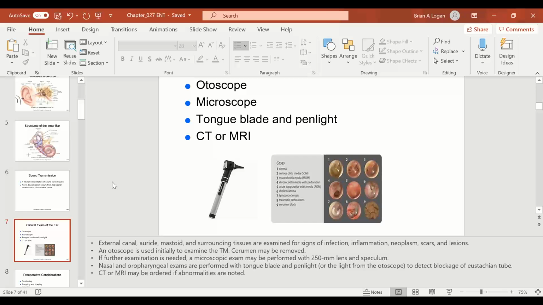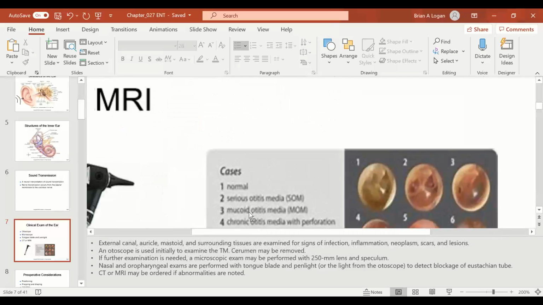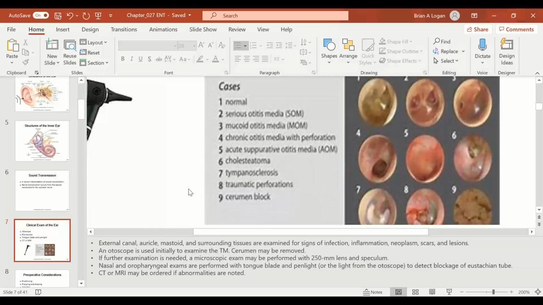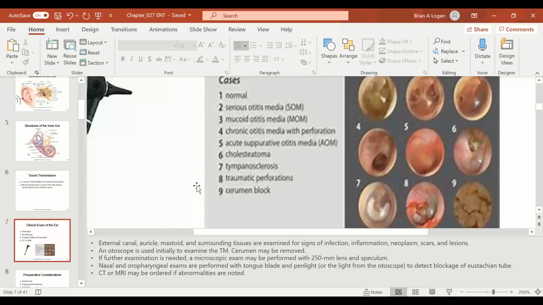You have the otoscope. That's what you see here on the left-hand side. Many of you have seen this in the doctor's office. They use this to look in your ear and also shine the light into the back of your throat, right? So when looking through the otoscope, what they're looking at is your tympanic membrane, or your eardrum. And these are some of the sights that they can see.